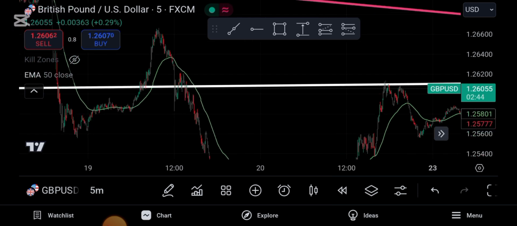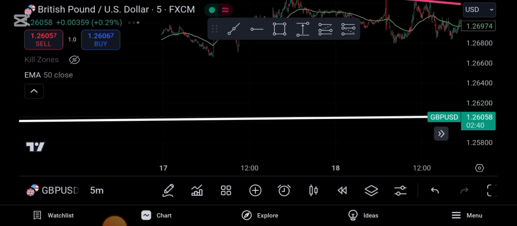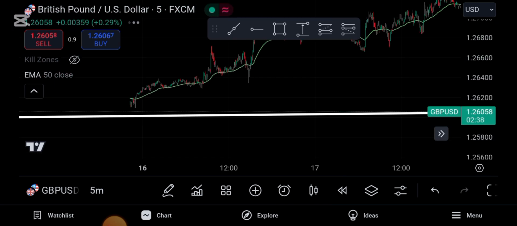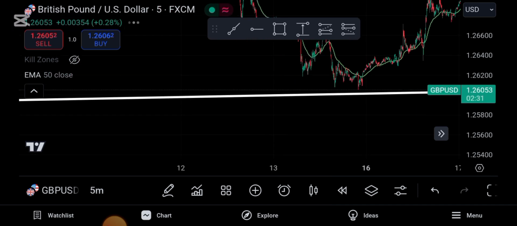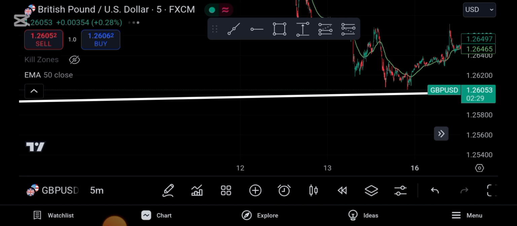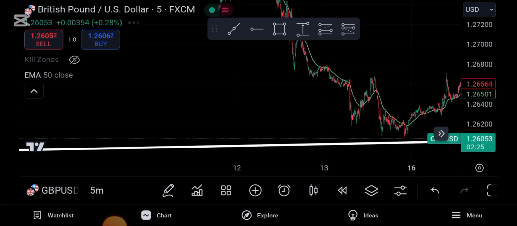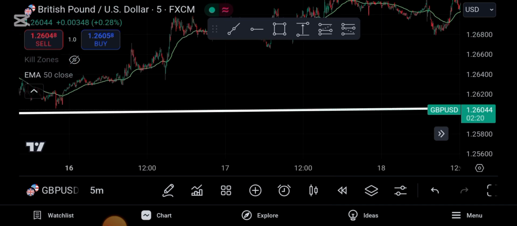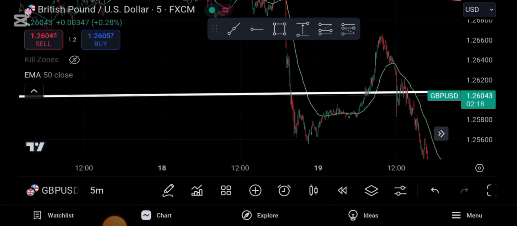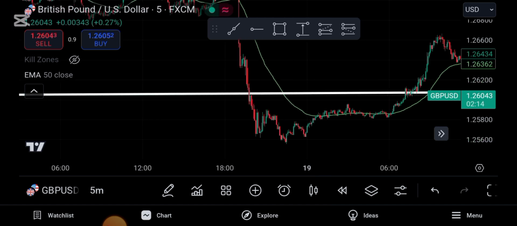Here we go. So this trend line was followed. The thing is, I cannot go back too far. This trend line was respected multiple times actually. I can't go back further, it's not allowing me to. Okay, so this daily chart trend line has had multiple touches, and it came to a point where it got broken out of.